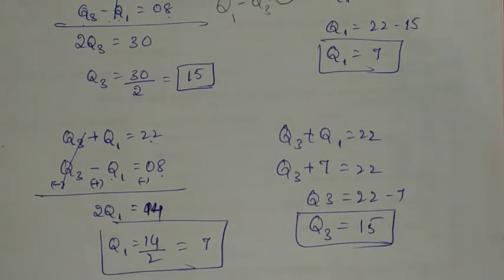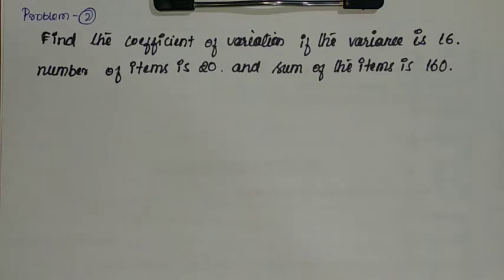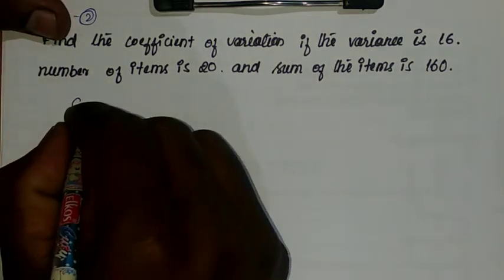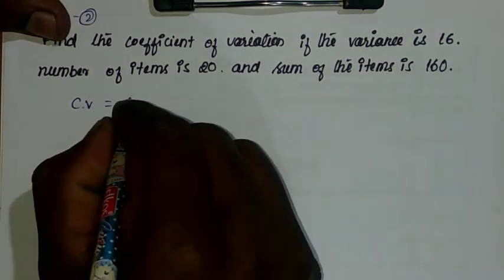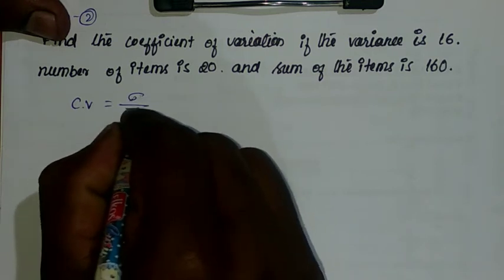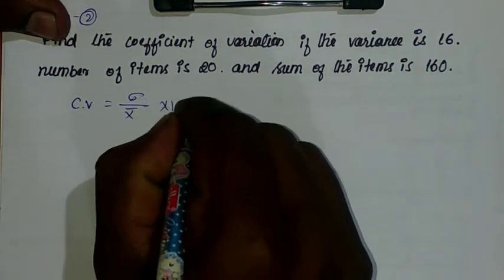This was problem number 1. Next, problem number 2. Find the coefficient of variation if the variance is 16, the number of items is 20 and the sum of the items is 160. So this is the problem. What is the formula for CV? CV equals standard deviation divided by x bar into 100.